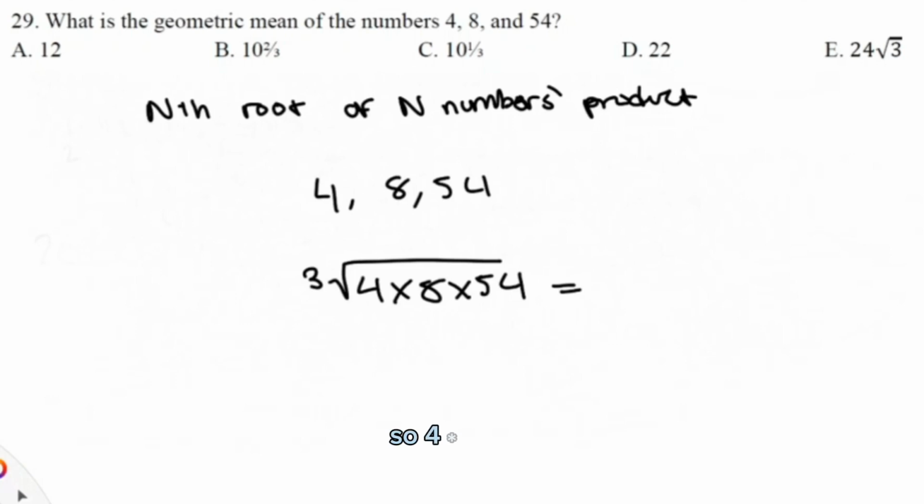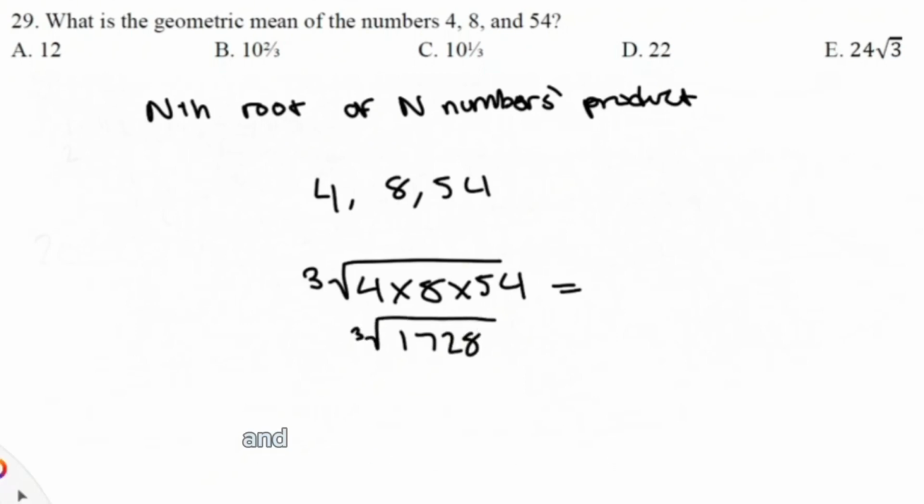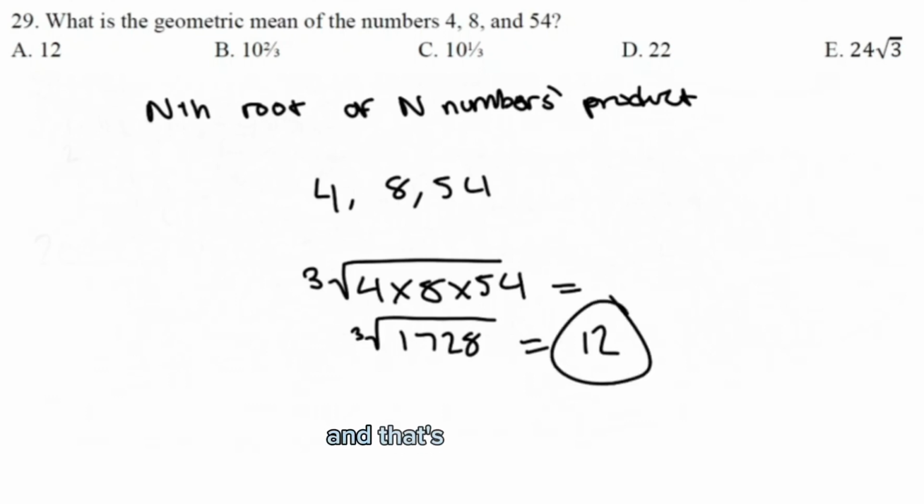So 4 times 8 times 54. That is 1,728. So we're taking the cube root of 1,728. And the cube root of 1,728 is pretty easy. That's just 12. And that's your answer.